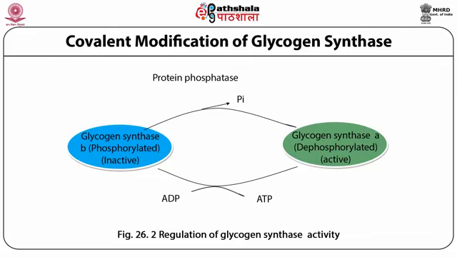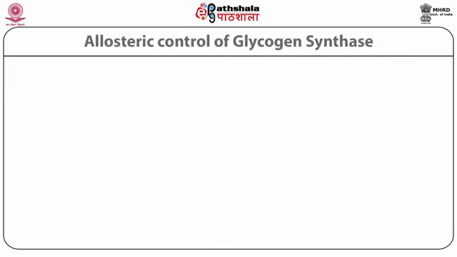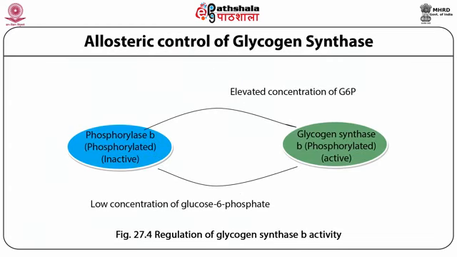Active glycogen synthase, that is dephosphorylated glycogen synthase, is converted back into inactive phosphorylated glycogen synthase by the process of phosphorylation. It is catalyzed by the enzyme protein kinase A. So protein kinase A converts the active form of the enzyme into the inactive form. Allosteric control of glycogen synthase.